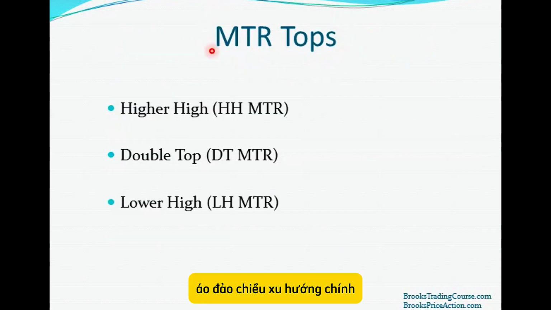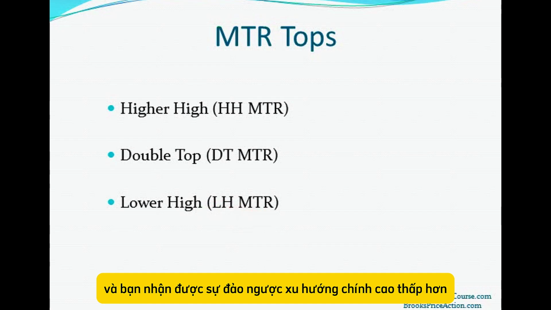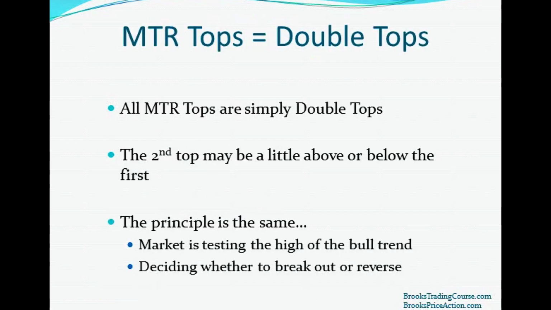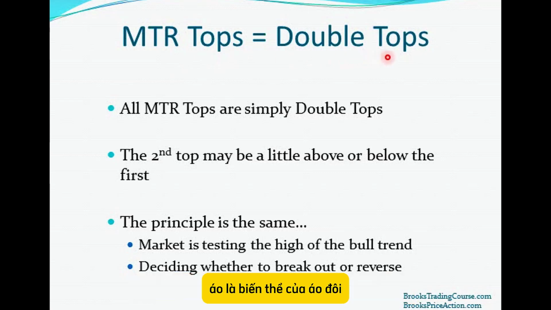Major trend reversal tops are all variations of double tops. Sometimes the second high is a little bit higher and you have a higher high major trend reversal. Sometimes the second high is a little bit lower and you get a lower high major trend reversal. Again, all major trend reversal tops are variations of double tops.